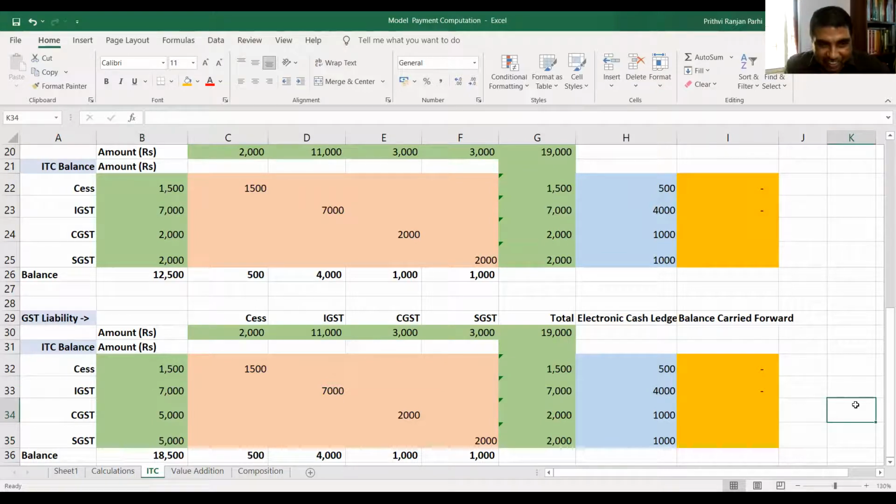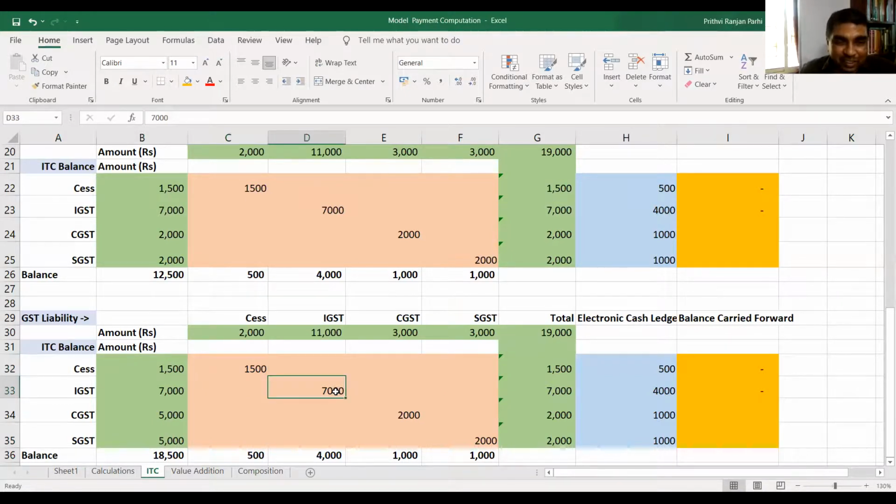Now you have to apply your mind. Will there be any change in cess? No, sir. No change in cess. Then what will happen to my IGST? Sir, it will be the same. IGST balance is how much? 7,000. Okay, ITC is 7,000 and my IGST liability is 11,000. So 7,000 I utilized.